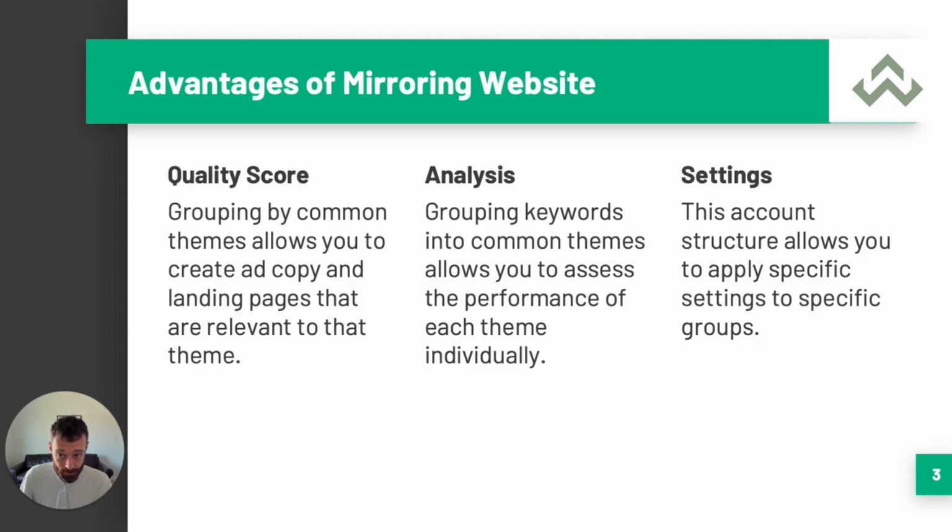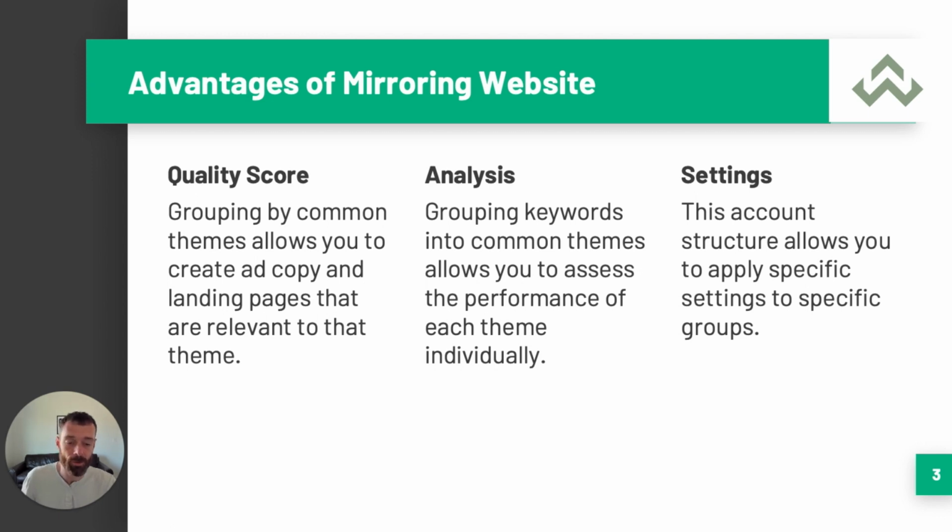So the first is going to be a better quality score. When you can group everything together into a common theme, you can match everything across the board, so to speak. So your ad copy, your landing page, all of that can be very relevant to what the user is searching or whatever the theme in that ad group is.